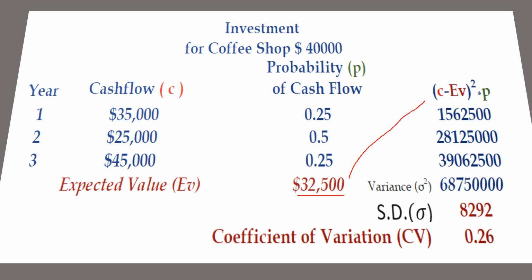C minus EV, square it, and after that multiply by the corresponding probability, we get this figure. Similarly for the second year, 25,000 minus 32,500, square it, then multiply by the probability, we get this figure. Once we sum it up, we get the variance. The square root of variance is known as standard deviation, which we have calculated here as $8,292. And the coefficient of variance, the formula being standard deviation divided by expected value, is 0.26 or 26%.